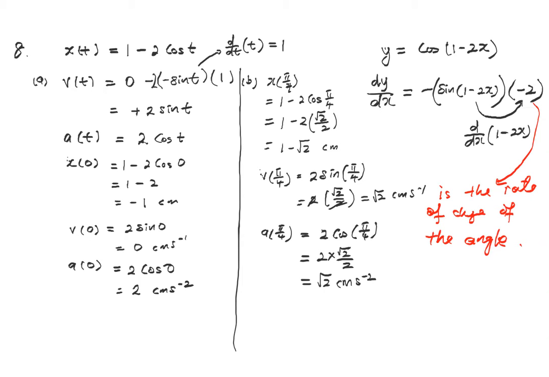Okay, so the next part of it will be C. Find the time when the particle reverses direction. So I start from my Vt equal to 0. What is our Vt? It is 2 sin t, am I right? Equal to 0. So it means that sin t equal to 0.